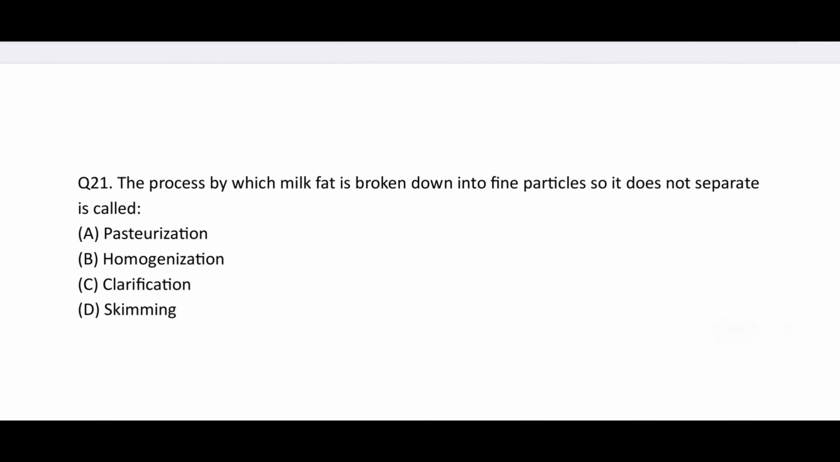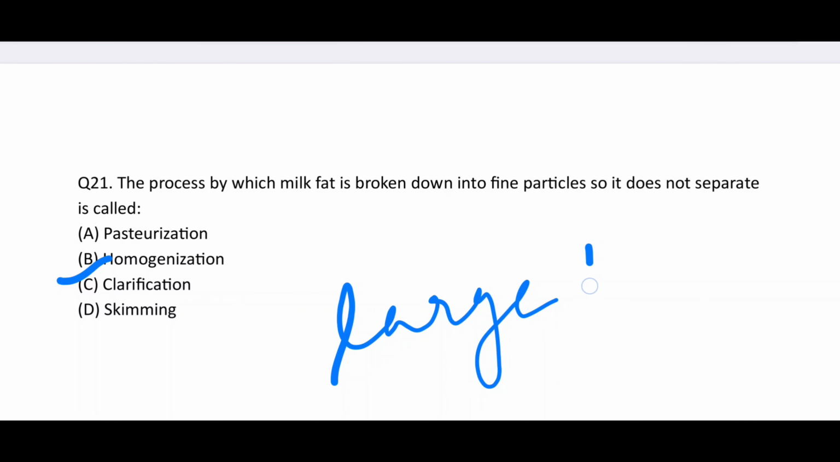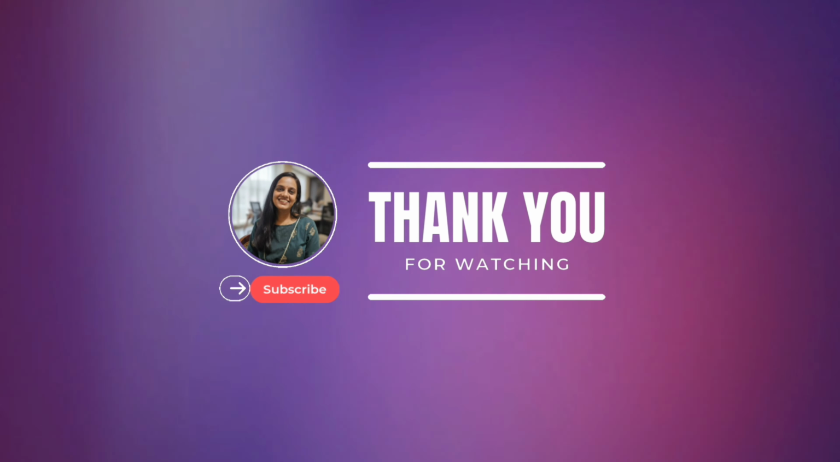Question number 21 is, the process by which milk fat is broken down into fine particles so it does not separate is called. The right answer here is option B, which is homogenization. Homogenization is a mechanical process that breaks down large fat globules into very small ones and prevents them from separating, to create a smooth, consistent texture of the milk. So this was all about today's mock test.